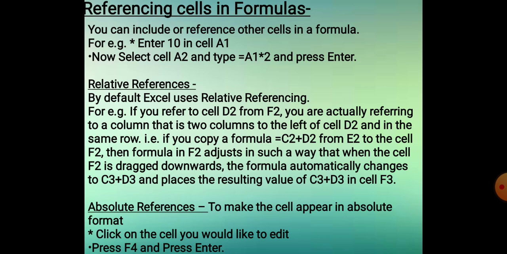cell F2, then the formula in F2 adjusts in such a way that when the cell F2 is dragged downward by one row, the formula automatically changes to cell C3 plus D3 and places the resulting value of C3 plus D3 in cell F3. Absolute references.